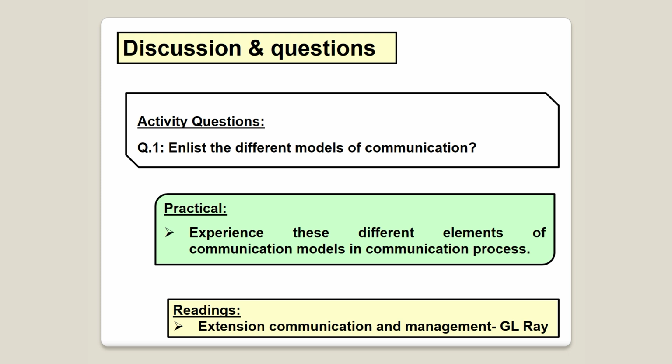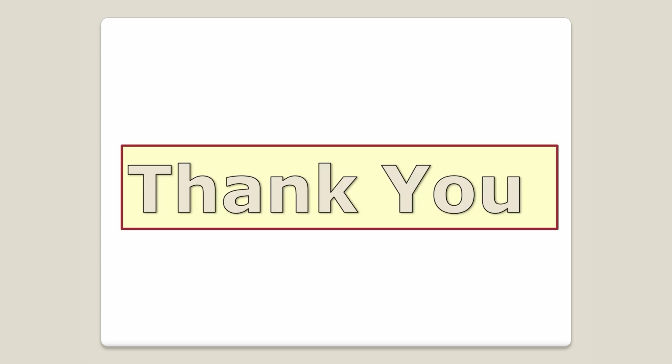We have already discussed models here in lecture one. So, an activity question for you is to list the different models of communication and what the practical outcome of each will be. We can experience these different elements of the communication models in the communication process, and we should learn from the different domains of communication in our region or area of learning. We talk about the readings. You can go through the book Extension Communication and Management written by G.L. Ray.